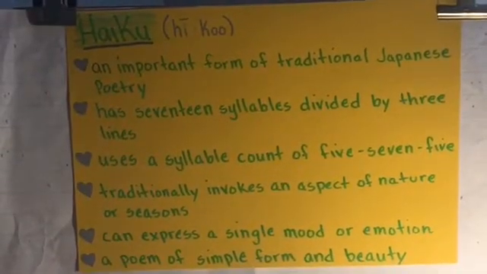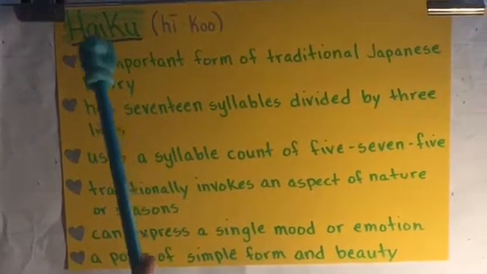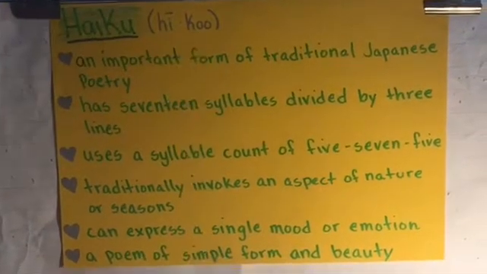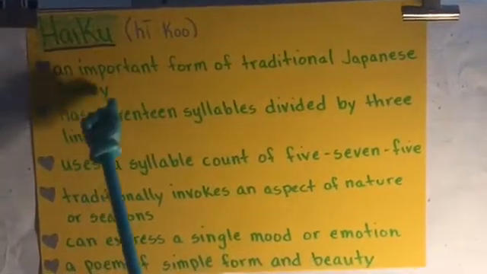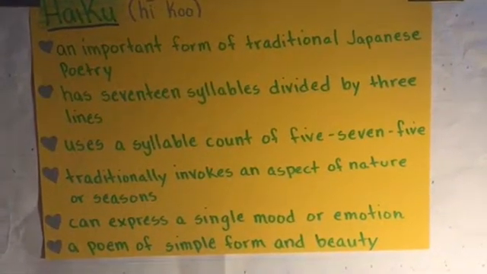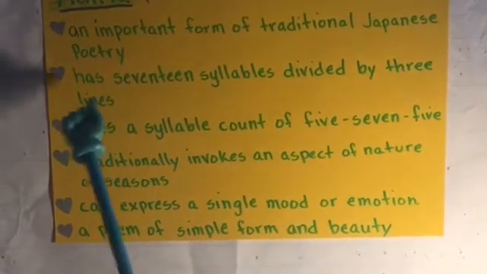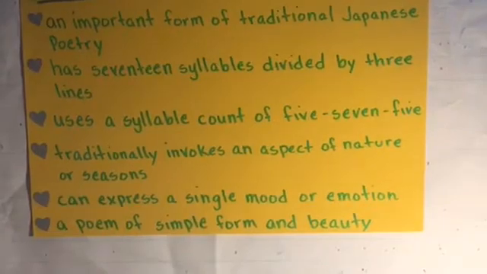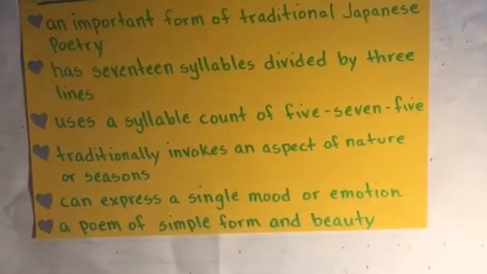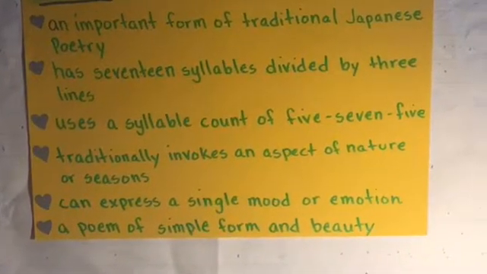Right now I'm going to be going over the elements of your haiku. There are several elements of a haiku. First of all, it's an important form of traditional Japanese poetry. So this is a Japanese poem. It has 17 syllables divided by 3 lines. What that means is your poem is only going to be 3 lines. So it's going to be short and simple.